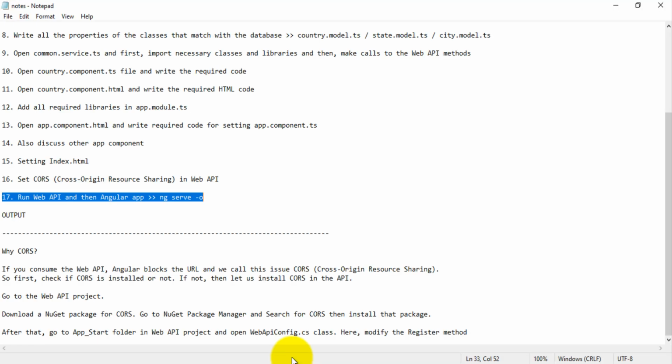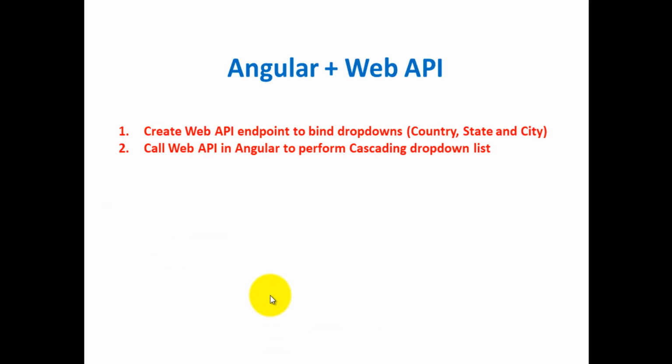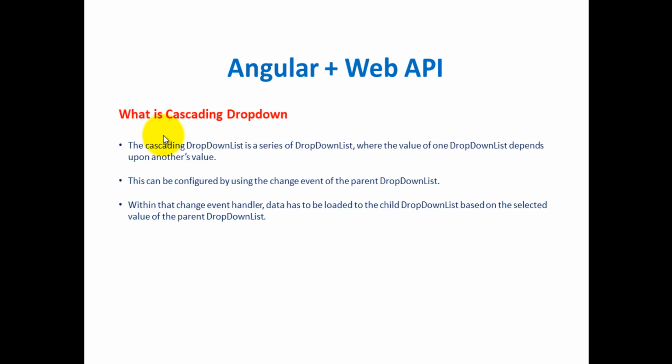So let's go to my notes. This is the output I already have shown in the browser. Let's go to the presentation here. So here guys, what is cascading dropdown? A cascading dropdown list is a series of dropdown lists where the value of one dropdown list depends upon the values of another. This can be configured by using the change event of the parent dropdown list, and within that change event handler, data has to be loaded into the child dropdown list based on the selected value of the parent dropdown list.